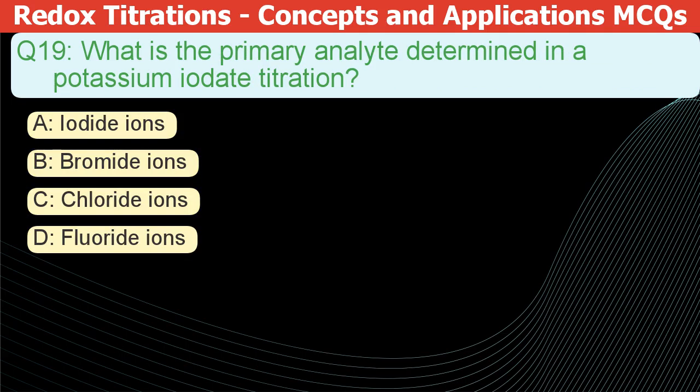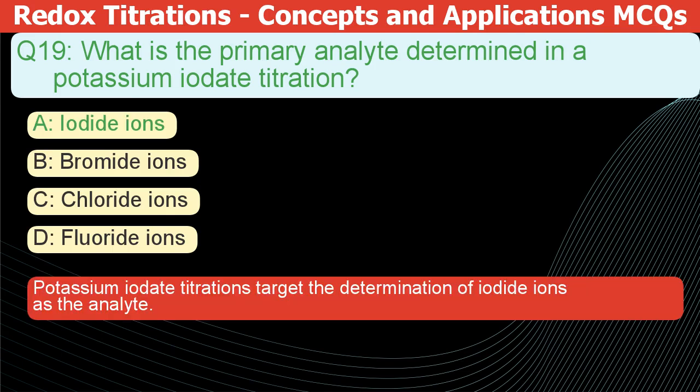What is the primary analyte determined in a potassium iodate titration? A. Iodide ions. B. Bromide ions. C. Chloride ions. D. Fluoride ions. The correct answer is A. Potassium iodate titrations target the determination of iodide ions as the analyte.